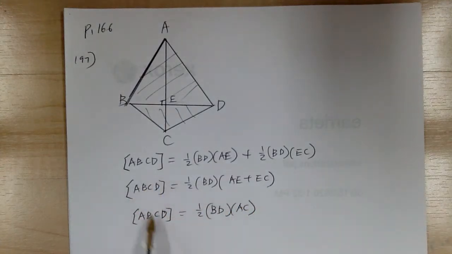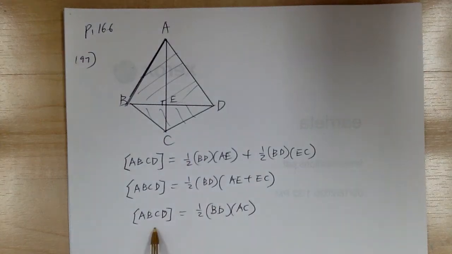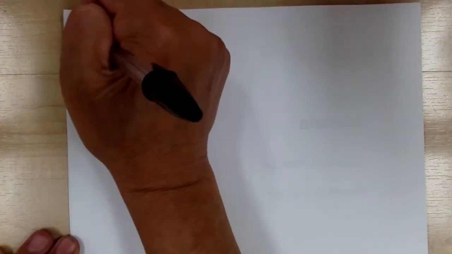So which are the diagonals, right? So BD times AC times one half will give you that. Okay, so that takes care of 197. Let's go to 198.